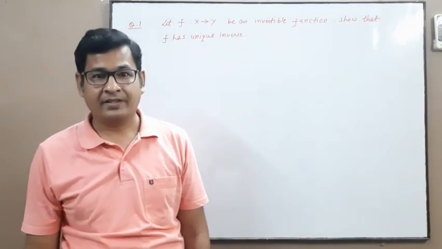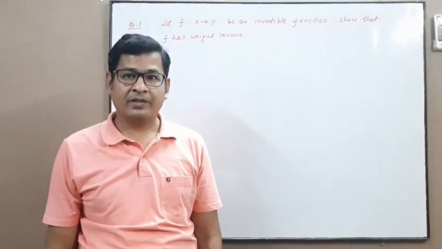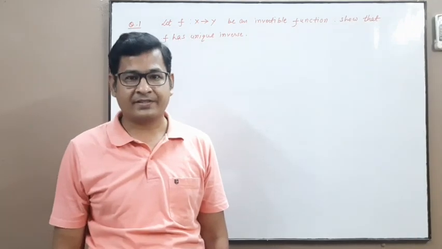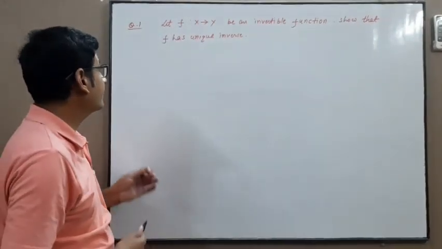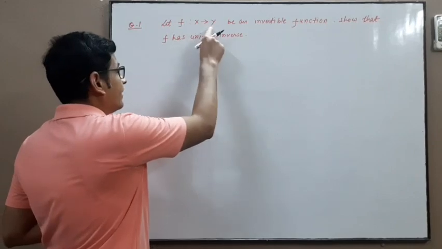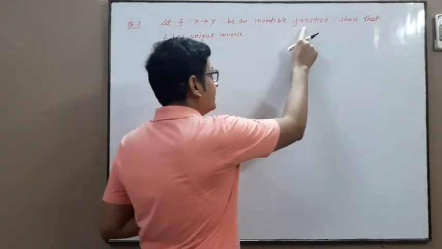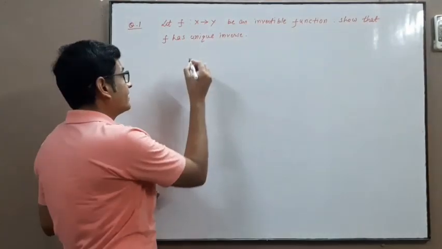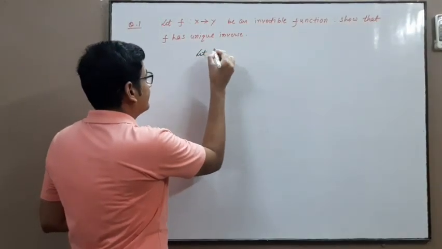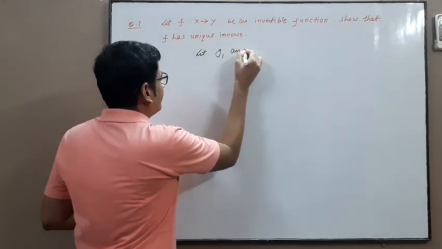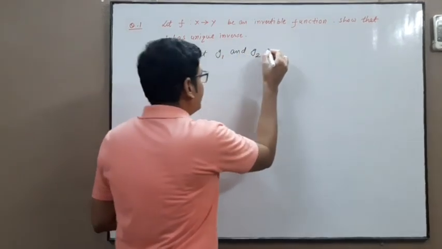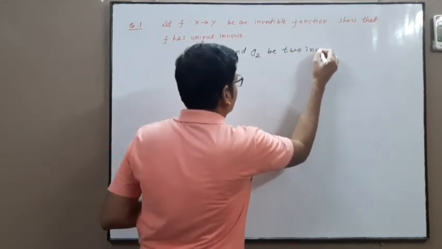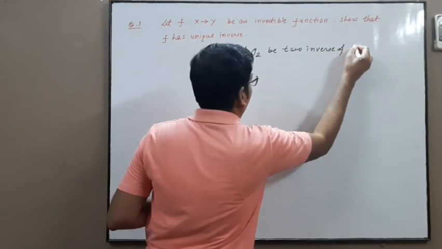Hello students, today we are going to solve questions based on invertible functions and composition of two functions. That is the first question. Let f, a function from X to Y, be an invertible function. Show that f has a unique inverse. So let us consider: let g1 and g2 be two inverses of f.